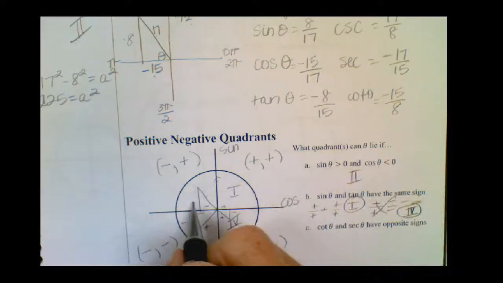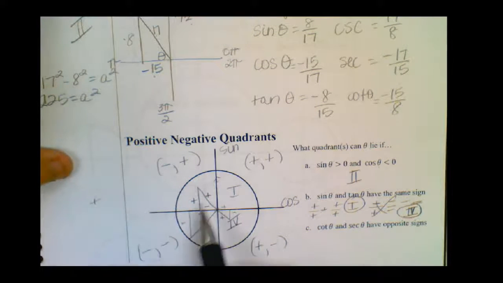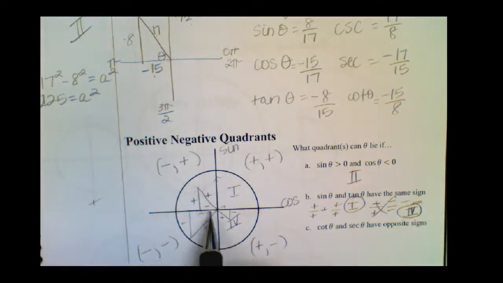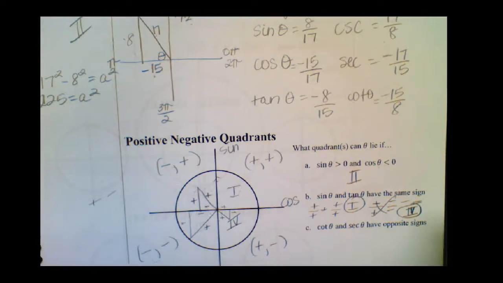So this is negative, this is positive, this is positive. So in 2, my sine would be opposite over hypotenuse, which is positive, and my tangent would be opposite over adjacent, which is negative. No, I was right. So 1 and 4 are the only ones where my sine and my tangent match up.